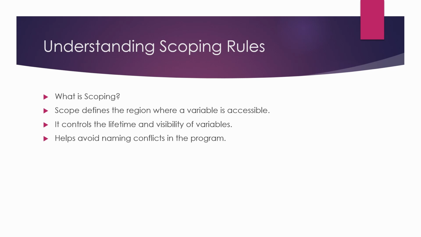Let's start by understanding what scoping is. Scope defines the region in a program where a variable can be accessed. It governs the visibility and lifetime of variables, helping avoid naming conflicts in the code. Understanding scoping is crucial for writing clean and maintainable code.